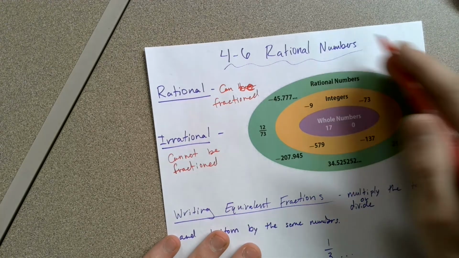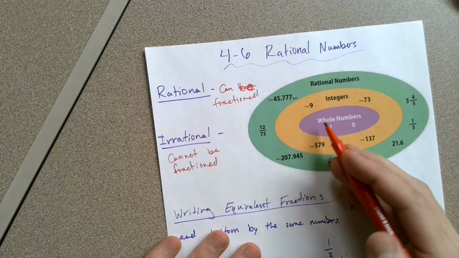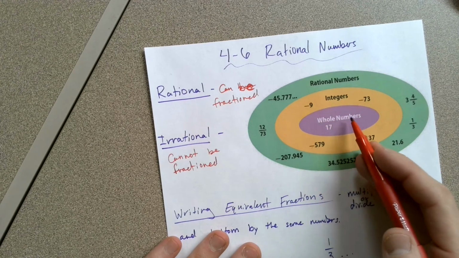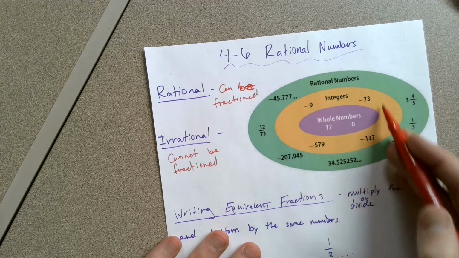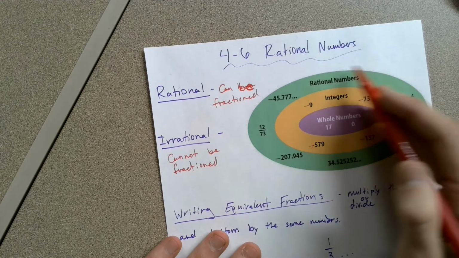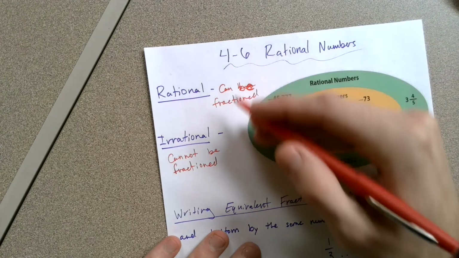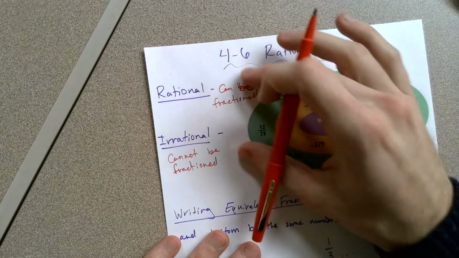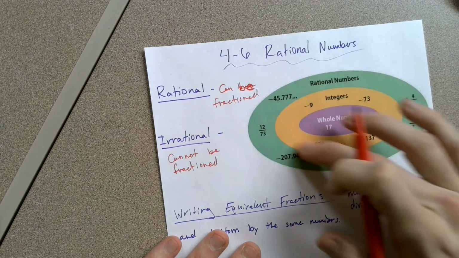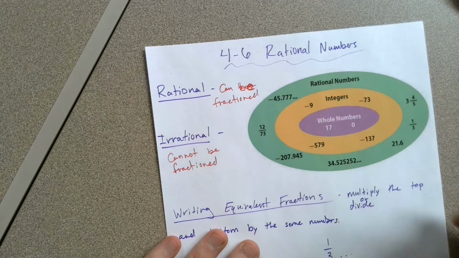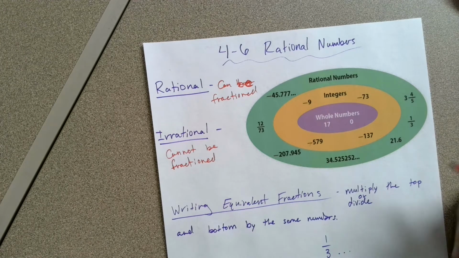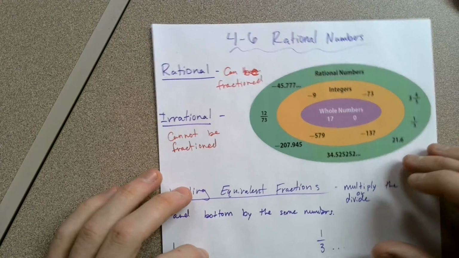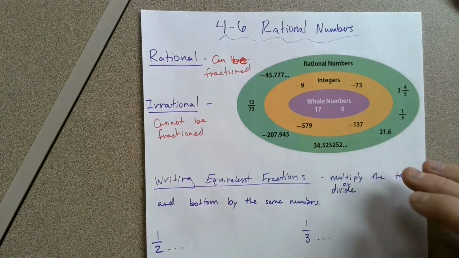Right here I have our little helpful hint. It shows us a diagram of whole numbers, and then inside of that is integers, and inside of that is rational numbers. Outside of rational numbers, these would be the irrational numbers. So anything inside this green circle, these are all rational numbers. They can all be made into fractions. We talked about that yesterday. If you missed that lesson, go back and watch that.